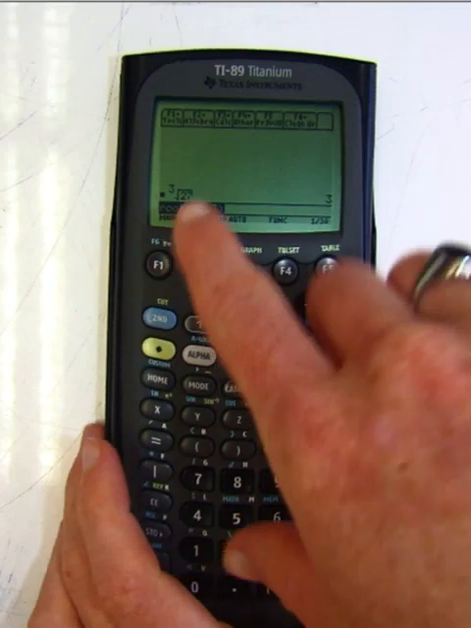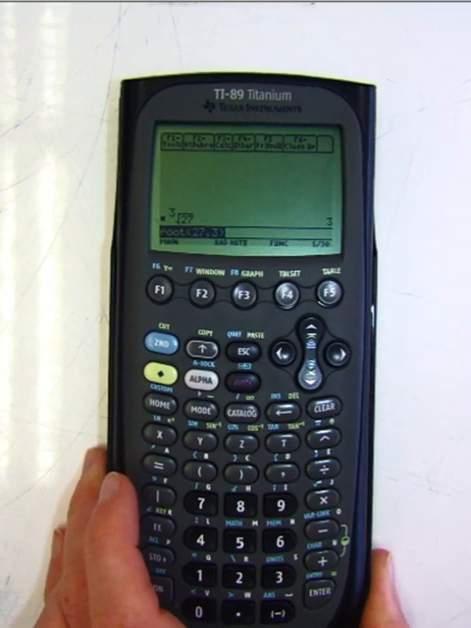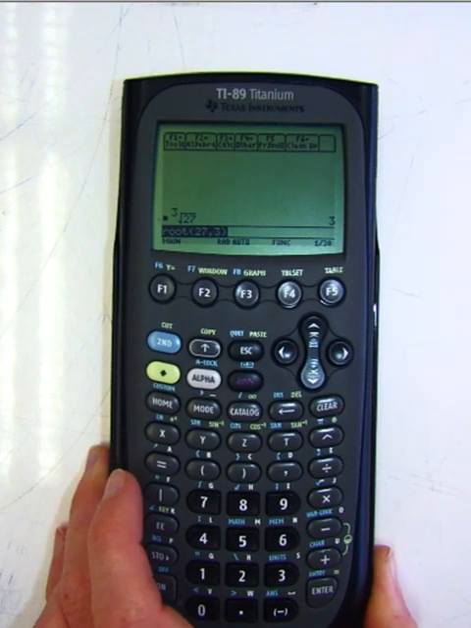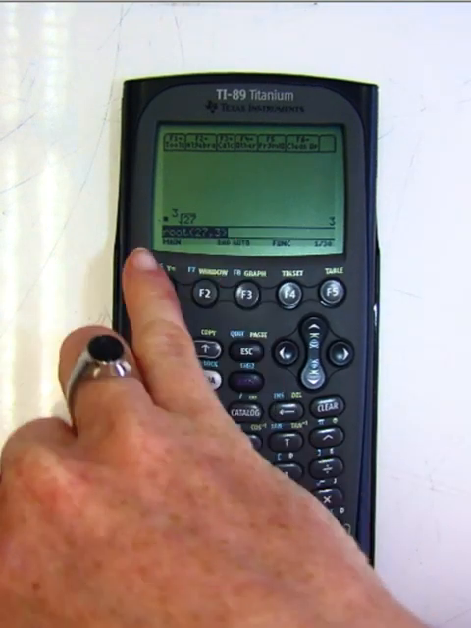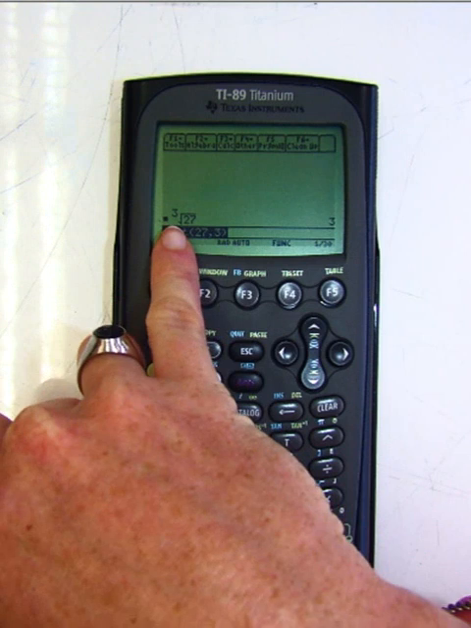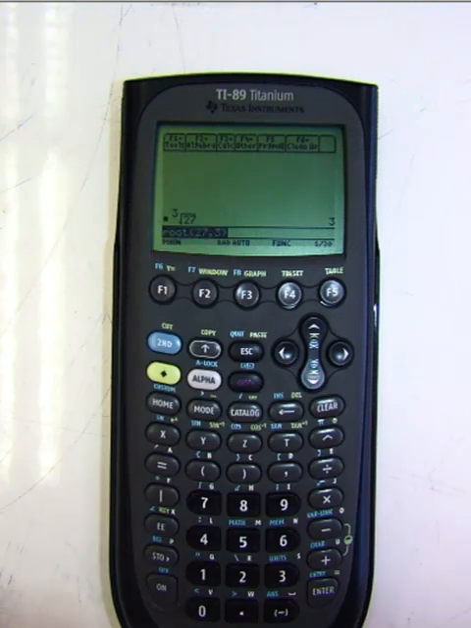Now, here's what I was telling you a little bit about the other day. This has what we call pretty print. If you look back up, after you press enter, it puts it in that cube root form. You should see a cube root of 27.